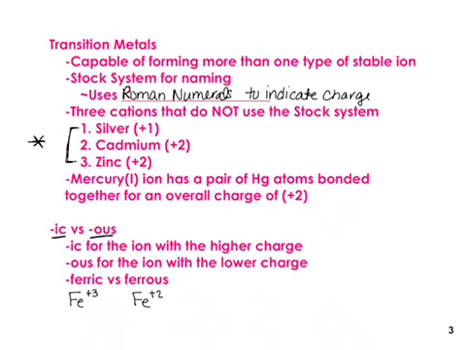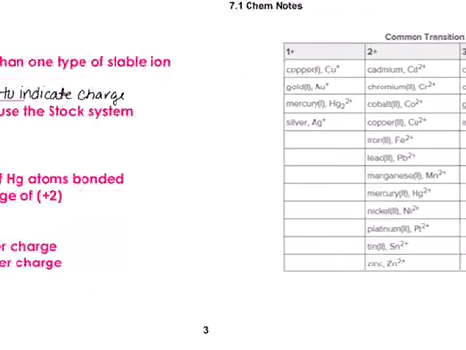Now, you wouldn't know the actual numbers based off the name. All you would know is that the ic is going to have the higher number and the us will have the smaller number. I happen to know that the 2 possible iron ions are either +3 or +2. And so that's all that you really get from the ic versus us, is that one is going to be higher than the other.